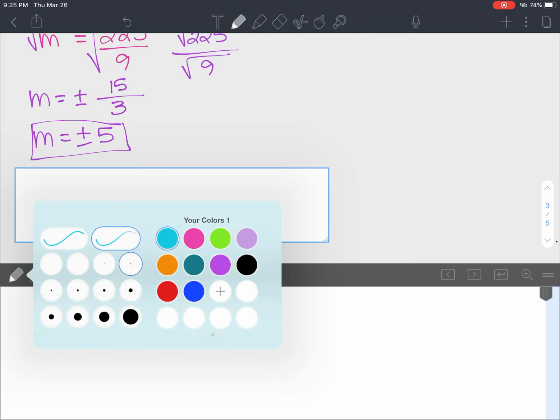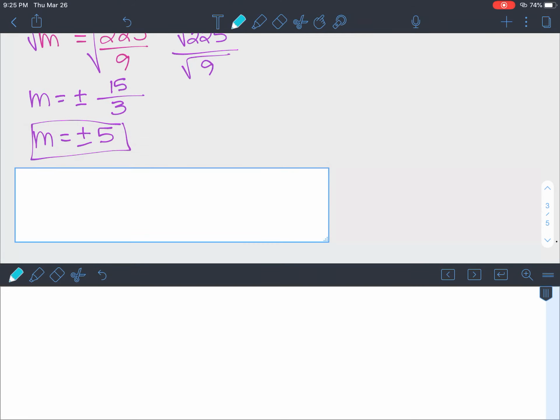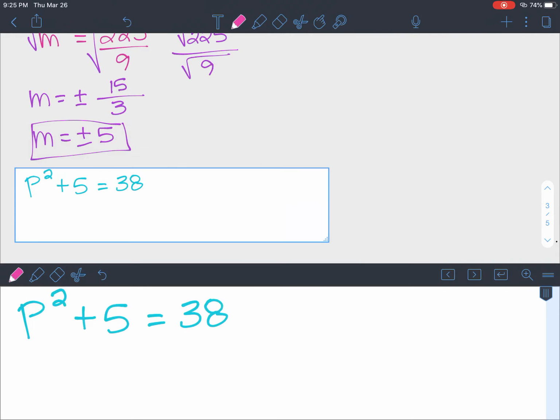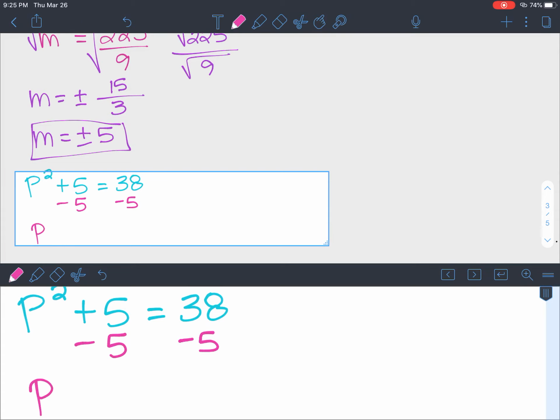So another one I wanted to go over, let me pull it up real quick, was number 12. Number 12 said p squared plus 5 equals 38. So again, our goal is to solve for that variable, so I want to get rid of anything that's around it. Right now, the plus 5 is, so we're going to subtract 5 from both sides. And then we get p squared equals 38 minus 5, which is 33 for all you math wizards out there.